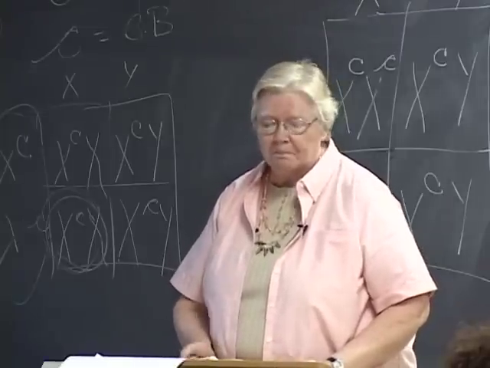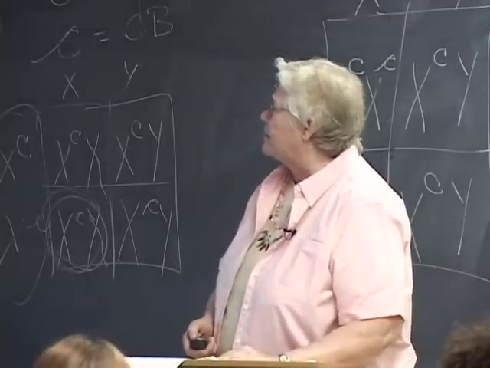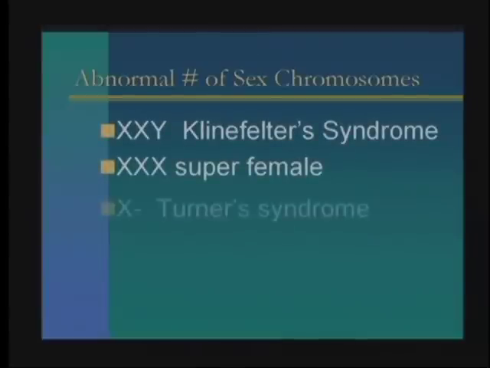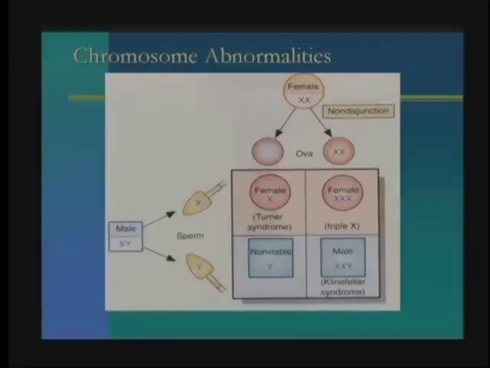Any questions? Okay. So, as promised, let's go ahead and talk about what happens when we have an abnormal number of sex chromosomes. And I put the conditions on here, but I'm going to go ahead and go past this and show you again the non-disjunction happening and what the possibilities are.